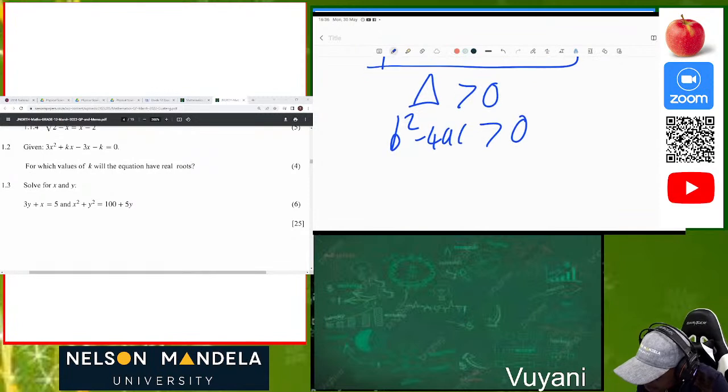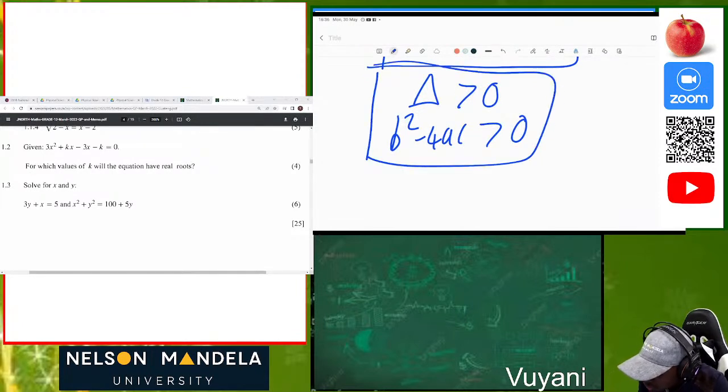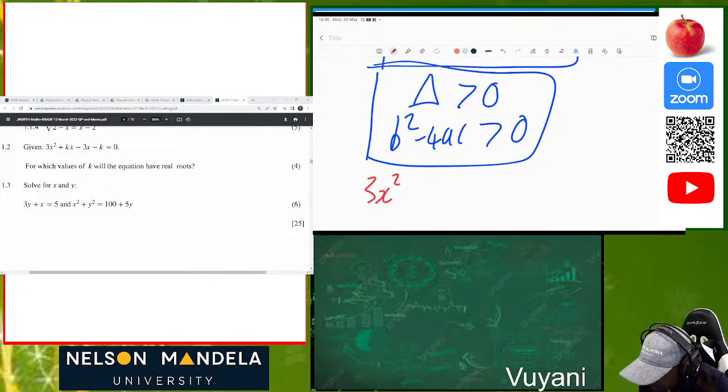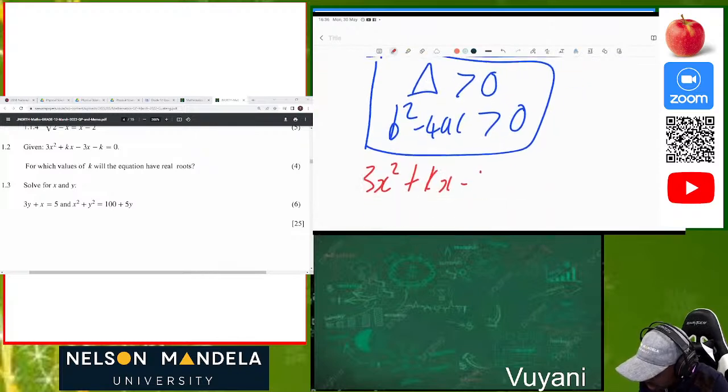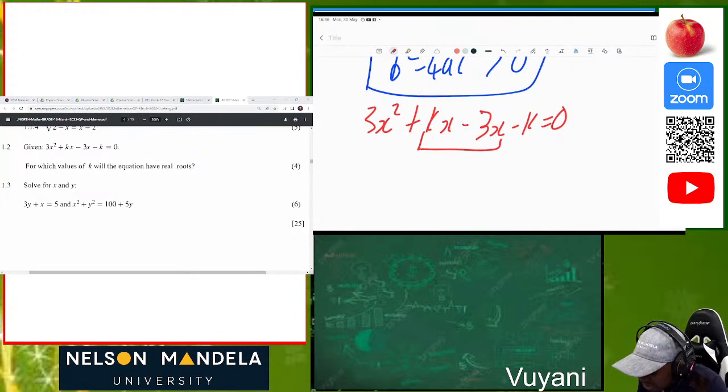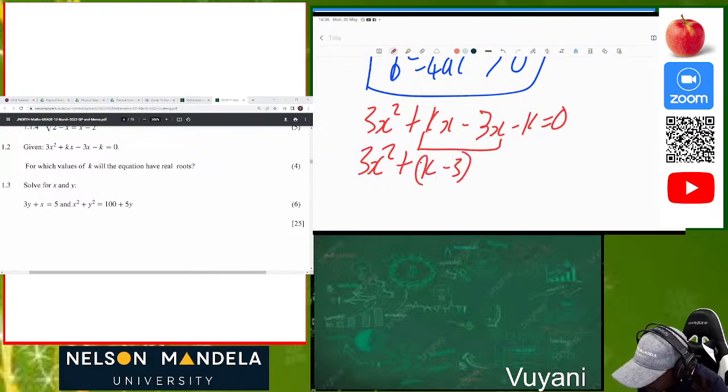So we were given 3x squared plus kx minus 3x minus k is equal to 0. Then we can see these two terms have something in common, so let's take out the common factor: 3x squared plus (k minus 3)x minus k is equal to 0.